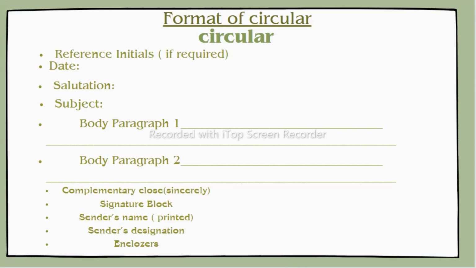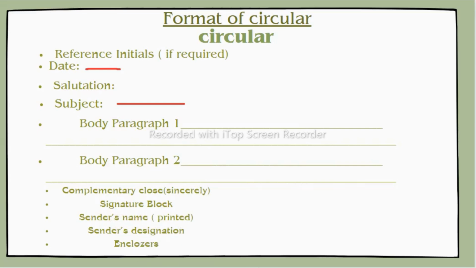You can see on the screen a format of a circular. First, you have to write the reference if required, and then the date, then the salutation like dear sir or dear madam, then your subject, then the body, first paragraph, then second paragraph. After that, you have to close it, then your signature, then the sender's name and the sender's designation or enclosure. You can take a screenshot of it.